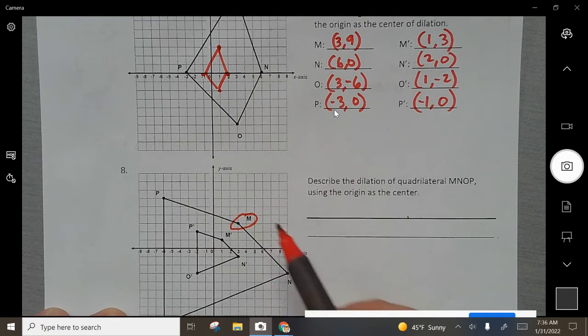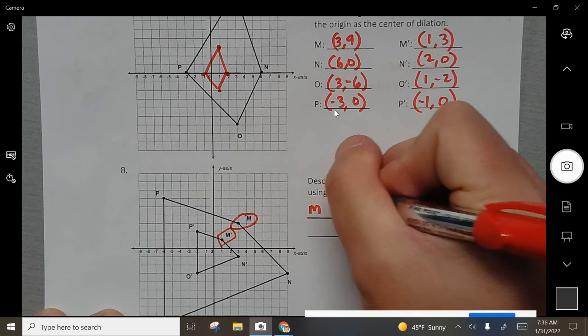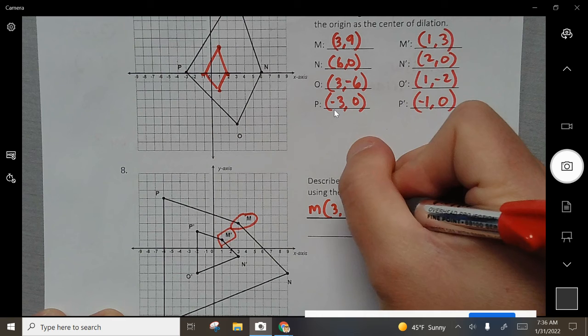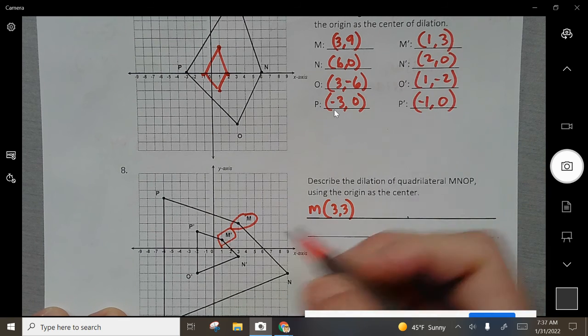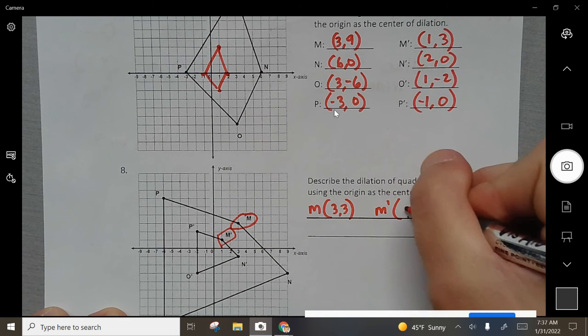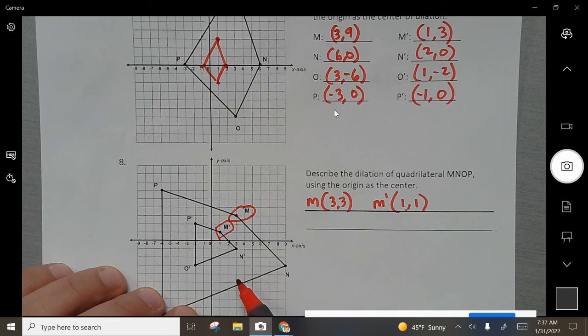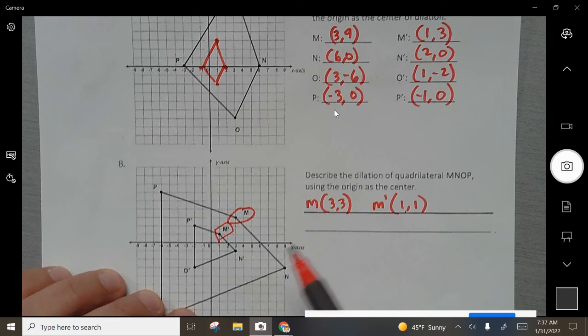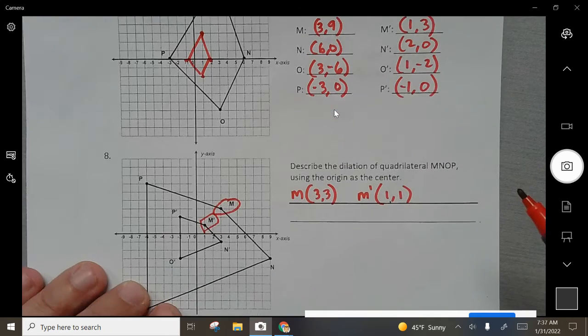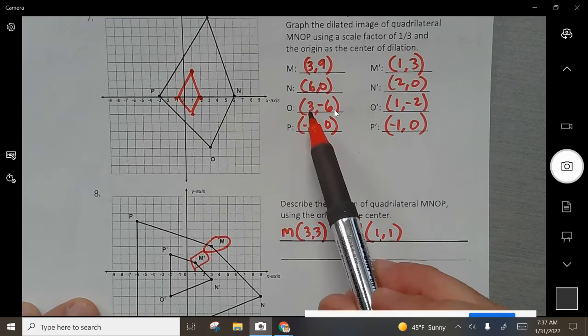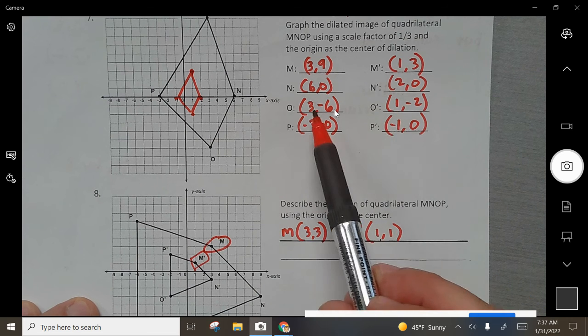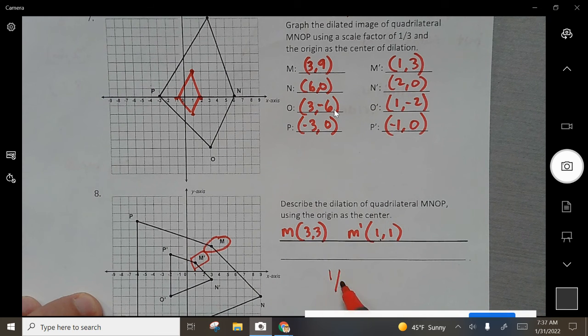You're going to try to figure out what happened between M and M prime. And this one's kind of tough. But M was 3, 3. And now M prime is 1, 1. So it went bigger to smaller. So you know it's going to be like a fraction, right? It's going to be less than 1. And I'll give you a clue right now. Notice what we did here. We went 3 to 1, right? 3 to 1 here. So it's the same thing. This is a 1/3. Okay?